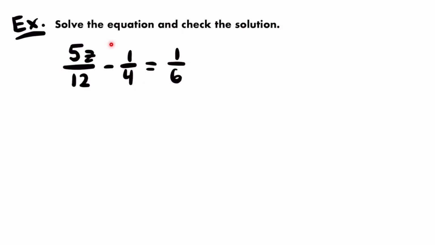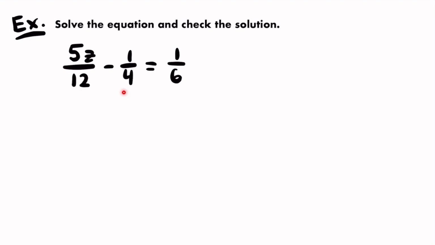Next up, we have this equation, 5z divided by 12 minus 1/4 equals 1/6. Okay, so this equation has a lot of fractions. In fact, every single term involves a fraction. And so we probably want to use the same method we used in the previous example.